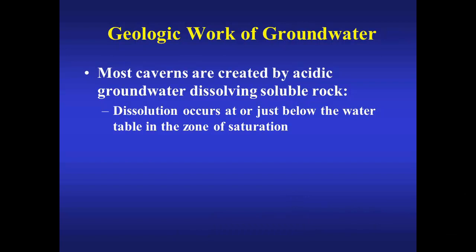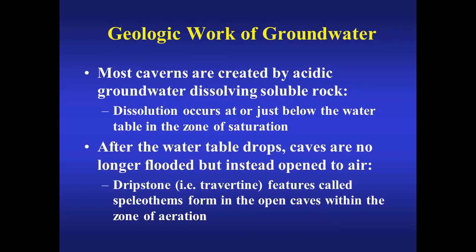Now, most caverns are created by acidic groundwater dissolving soluble rock, and dissolution occurs at or just below the water table within the zone of saturation. However, after the water table drops, caves are no longer flooded, but instead open to the air. And at that stage, dripstone, basically freshwater limestone called travertine, can then form speleothems within the open caves, within the overall zone of aeration or zone of unsaturation above the water table.